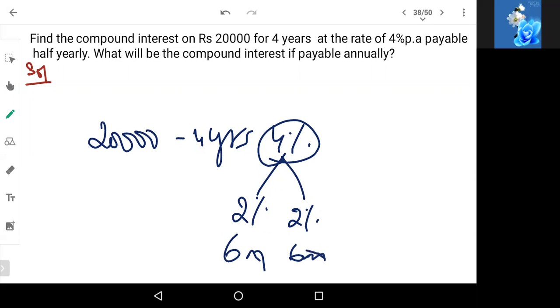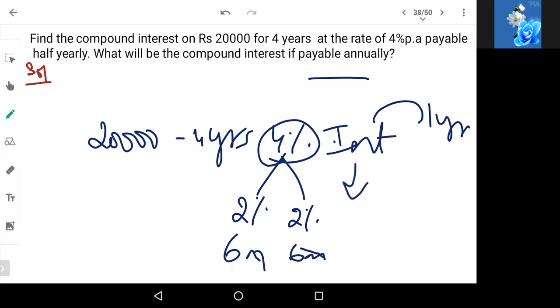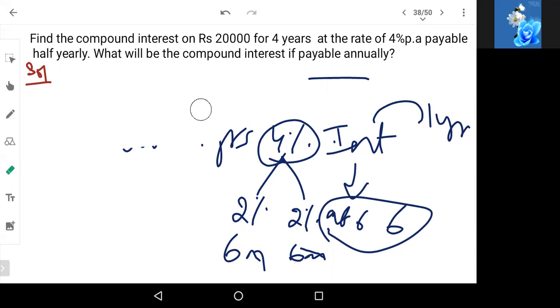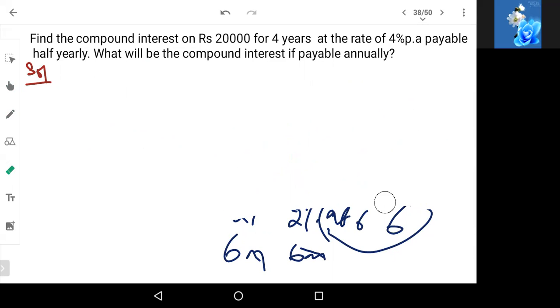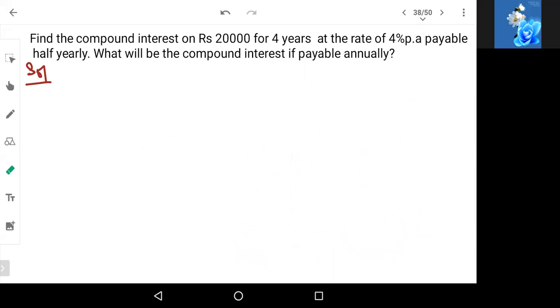And then there is one more question, payable annually. If they pay the interest after 1 year, or if they pay the interest after 6 months and 6 months, what will be the interest? That is what they're asking. So let us find out. There will be a slight difference in the amount with half yearly and annually. Let us see and understand how it can be done.